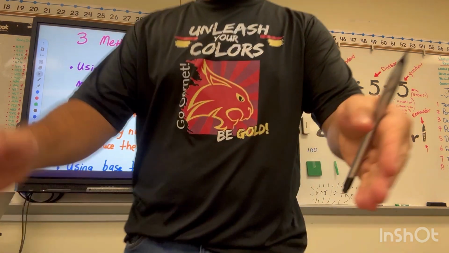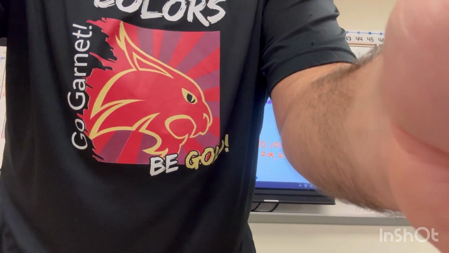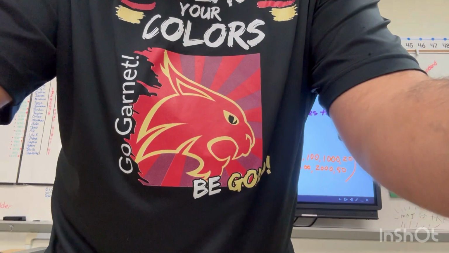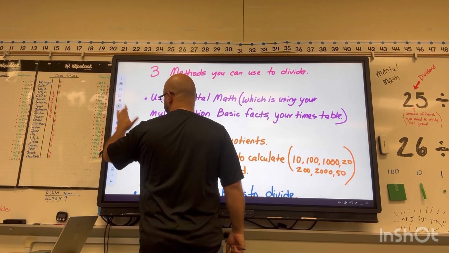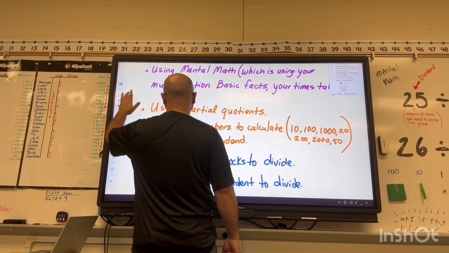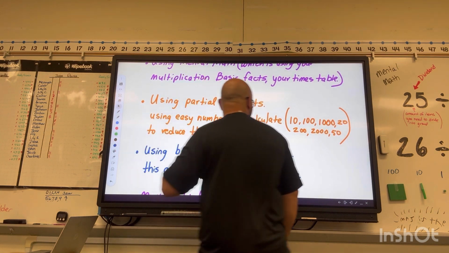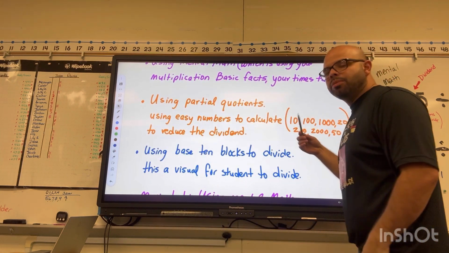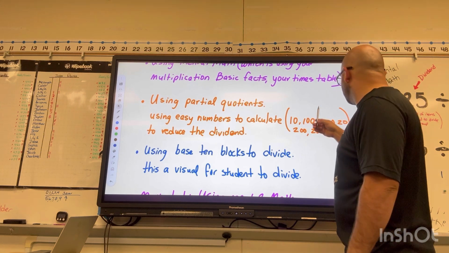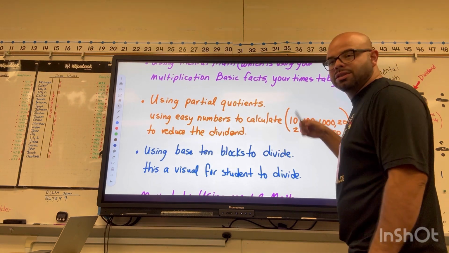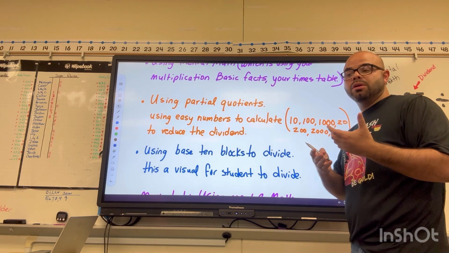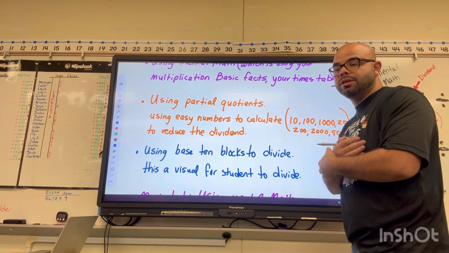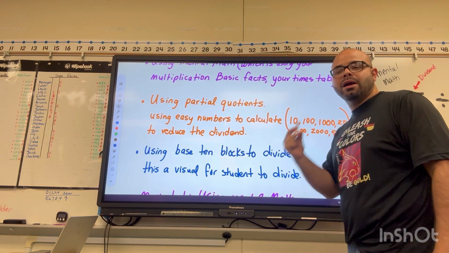Okay, let's go back here. So then we have our partial quotients, right? So again, partial quotients is utilizing easy numbers that you could think of, right? 10, hundreds, thousands, 50, etc. Those are numbers that end in 0. In other words, they're called compatible numbers that end in 0 that you could easily calculate.